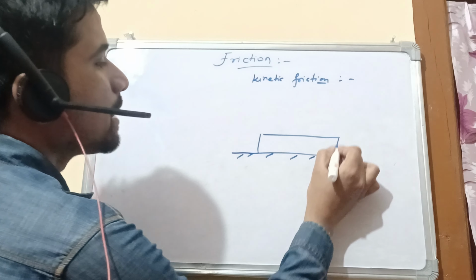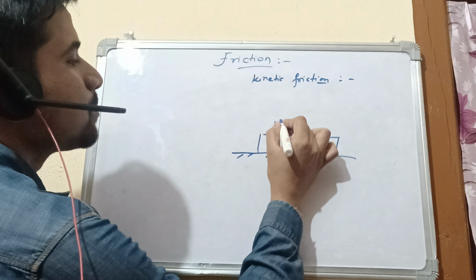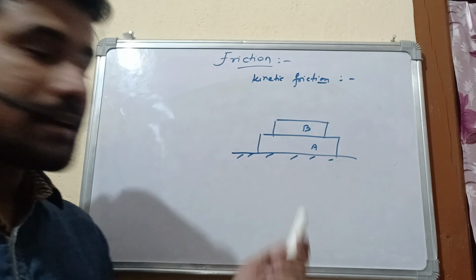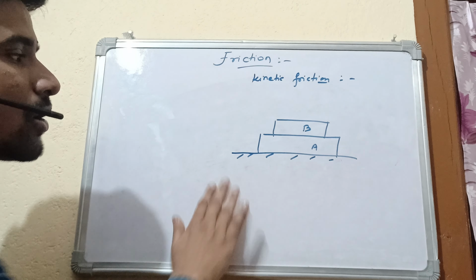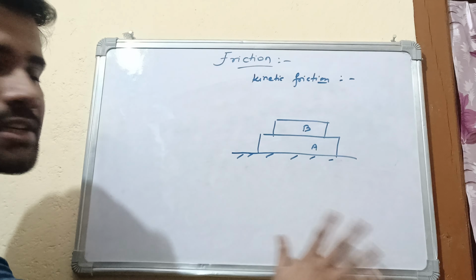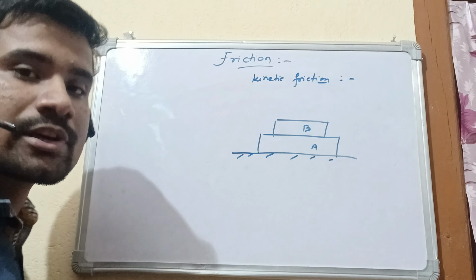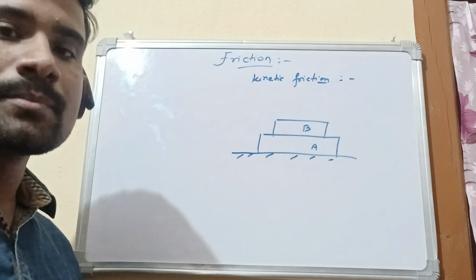So there is a block here A, and then there is a block here B, right? There are two blocks, and then this is the horizontal surface. So let's ignore this horizontal surface for now. Let's talk between these two blocks. These two blocks are in contact, so there will exist a force of friction between them, right?